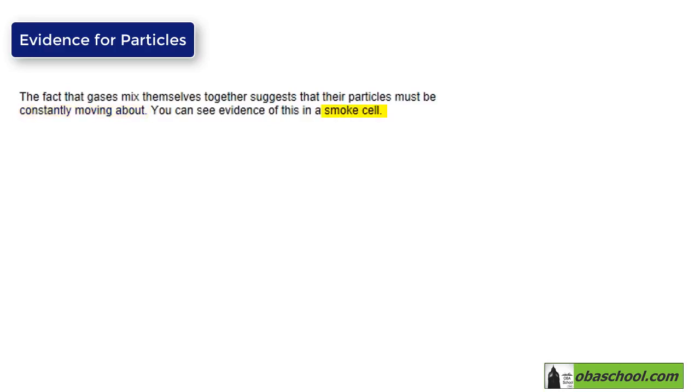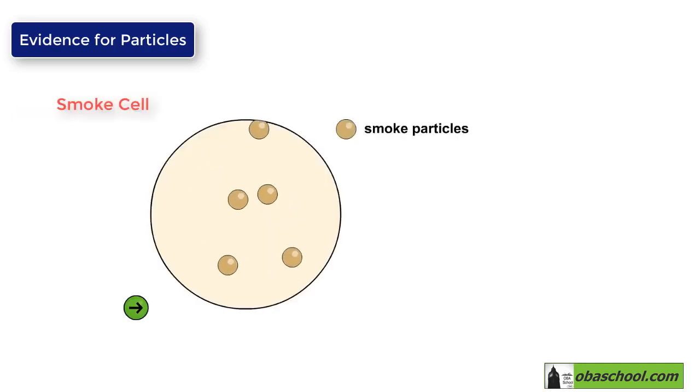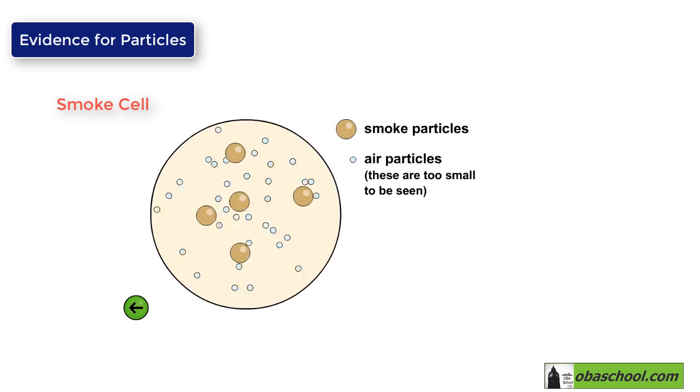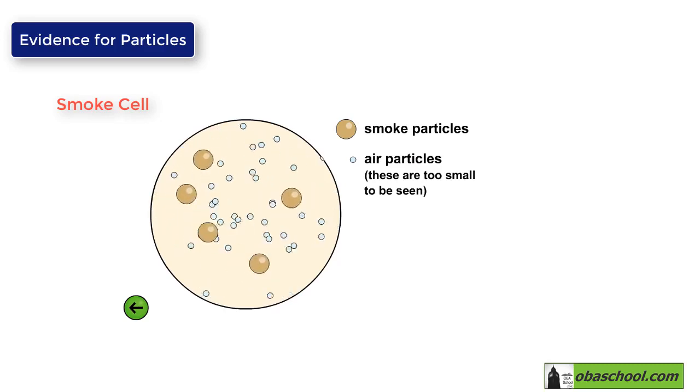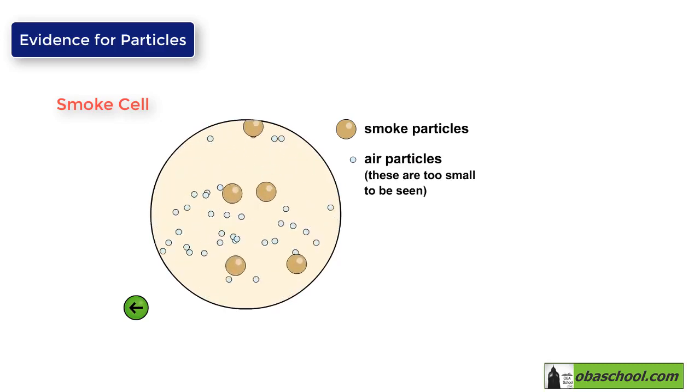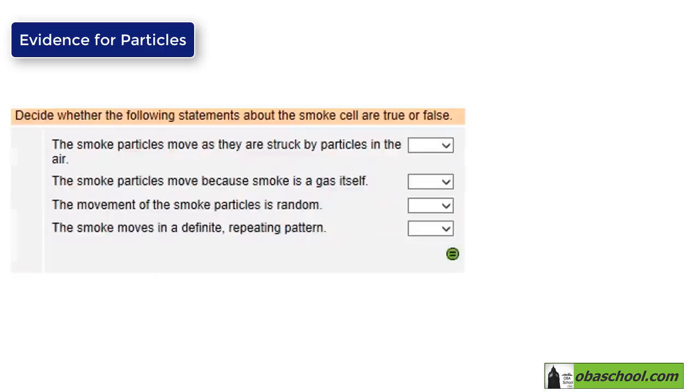You can see evidence of this in a smoke cell. In a smoke cell, the larger brown balls represent smoke particles. And air particles are too small to be seen, and they are those pale blue particles that you can see. So let's decide if the following statements about the smoke cell are true or false. The smoke particles move as they are struck by the particles in the air. Is that true or false?